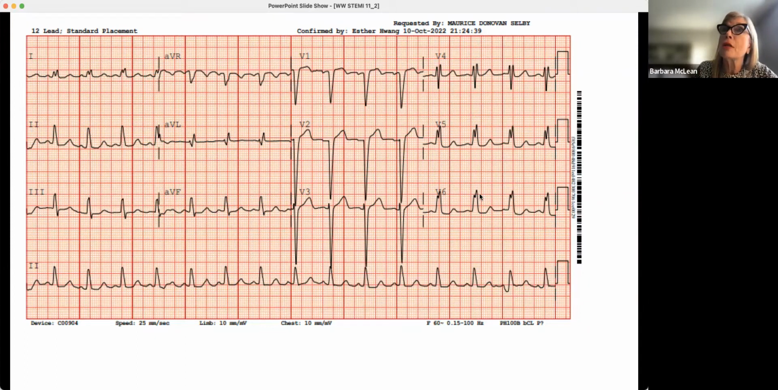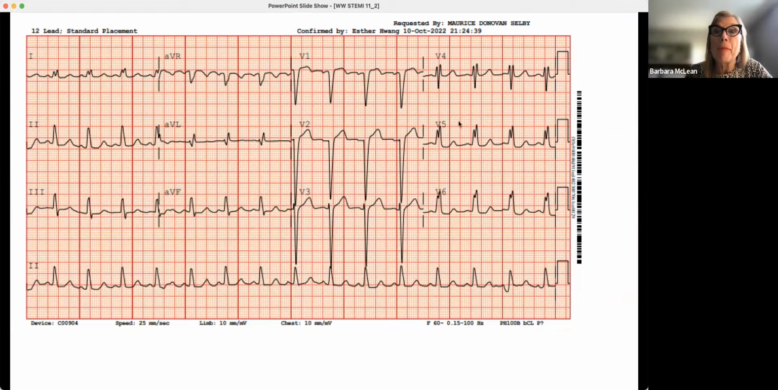So the direction is going to the left, and there's a deep S on the right side and a relatively big R on the left side. This is a very large voltage EKG, which tells us that we have ventricular hypertrophy.